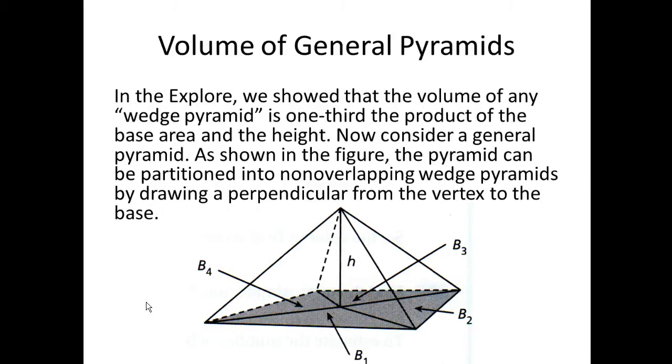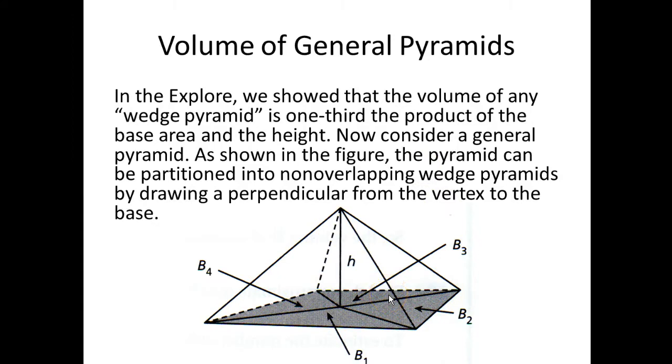Okay, so now that we know how to find the volume of a wedge pyramid, we can extend this idea or incorporate it when we're finding the volume of a pyramid in general. In the Explorer we showed that the volume of any wedge pyramid is just 1/3 the product of the base area and the height. Now let's consider a general pyramid like this one shown here.